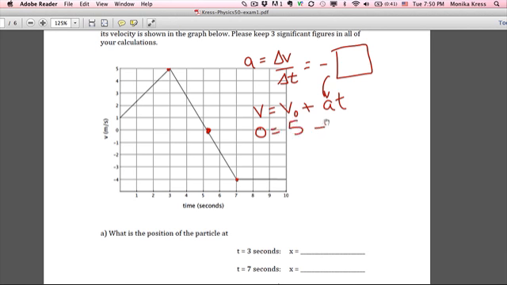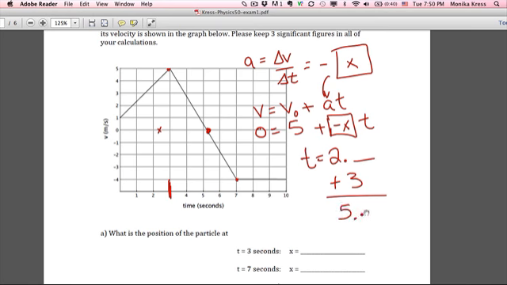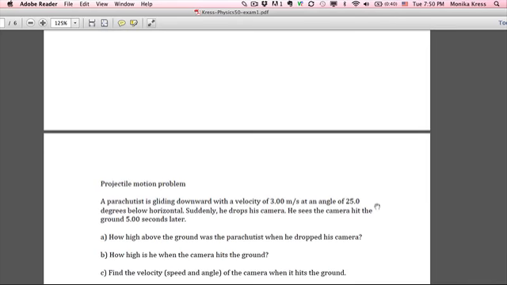You have some negative number for your acceleration, whatever that came out to be, and then the time that has elapsed is what you're trying to solve for. Here the time comes out to be 2 point something seconds. Now that doesn't mean that suddenly we're over here. What this means is that it's 2 point something seconds after the start of the time interval, which is 3 seconds. So you have to add 3 seconds to that, and it came out to be 5 point something, I think 5.2 seconds.